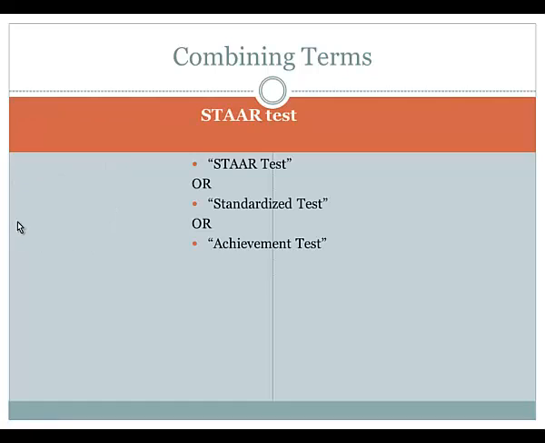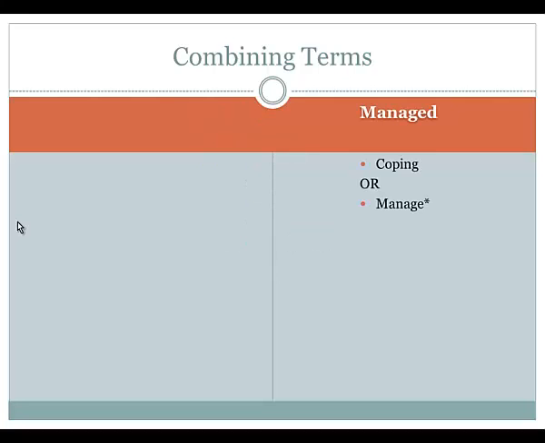The terms I picked for STAR test, I may want to look for STAR test, standardized test, or achievement test. If I leave it in quotes, it will only look exactly for these terms. But if I take out the quotes, it will actually still look for testing. So I could have achievement testing, not just test. And then in this situation I look for coping or manage with an asterisk, because those are the 2 aspects that I was most interested in.